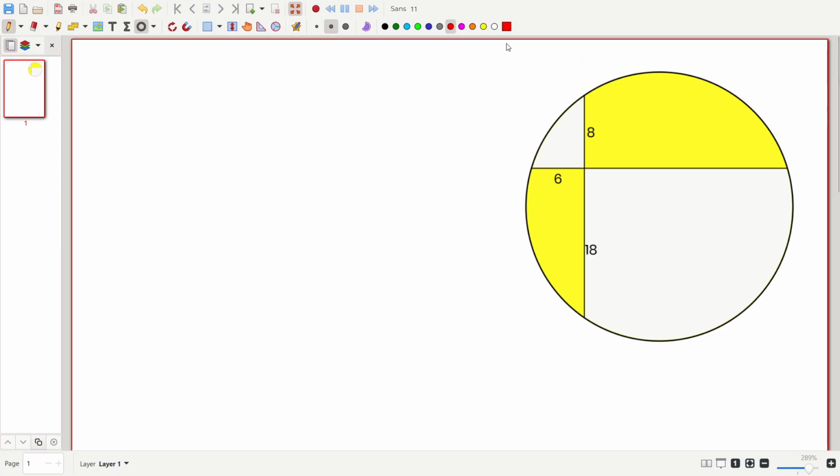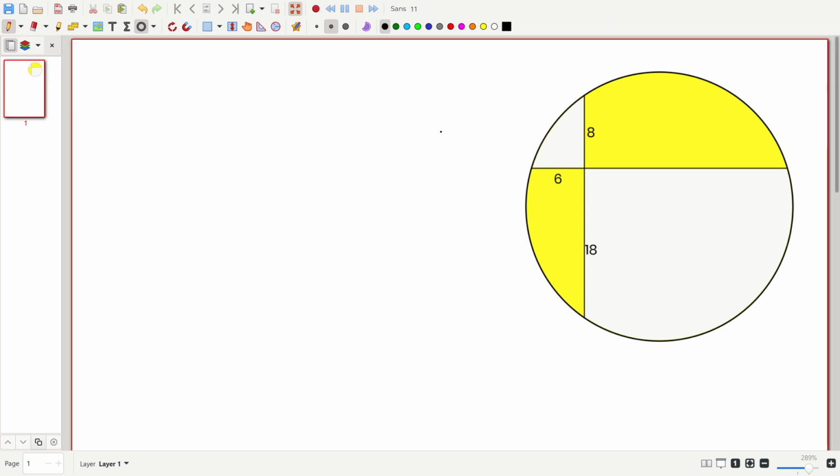Namaste guys. In this video we are going to learn how to solve this question. What I have to find is the yellow region. What is given is a simple circle and some lengths 8, 6 and 18, and I have to find the yellow region. Let's see how to solve it.